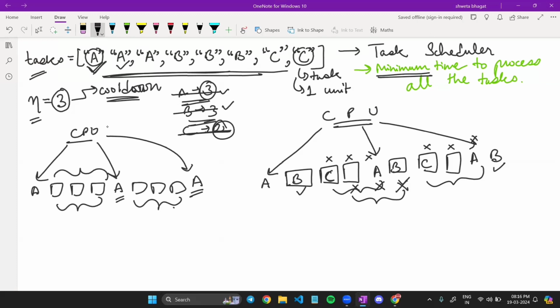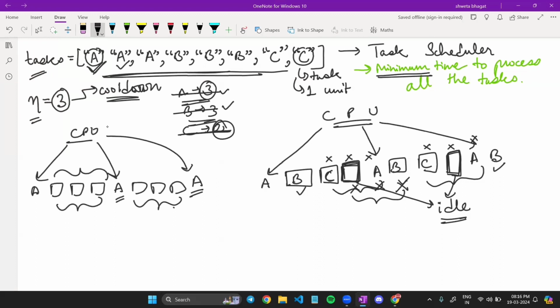Now what do these empty boxes mean? These empty boxes mean that for this particular time period, our CPU would be idle. It means that our CPU would be processing neither task A nor tasks B and C. So none of the tasks would be processed by the CPU at these particular time intervals.